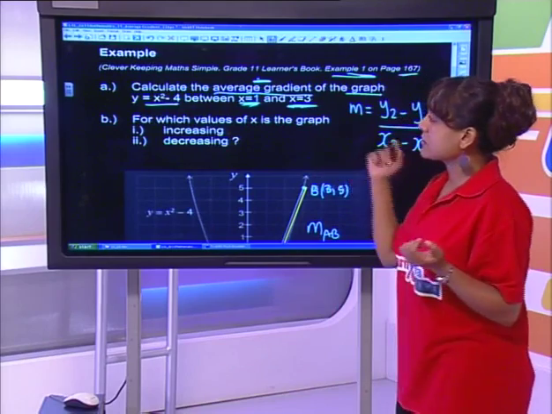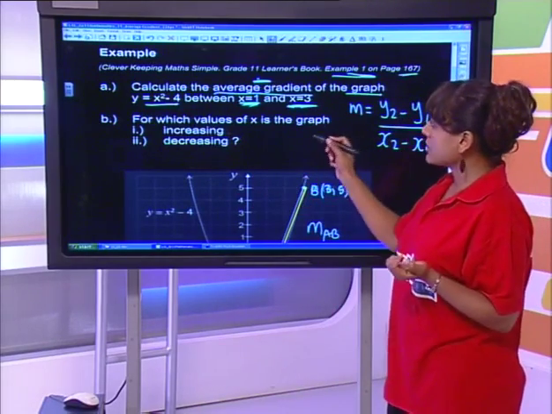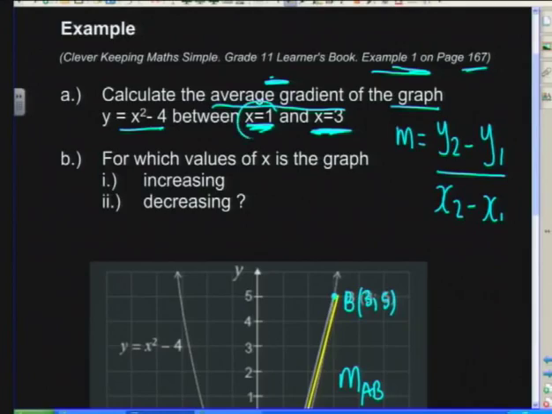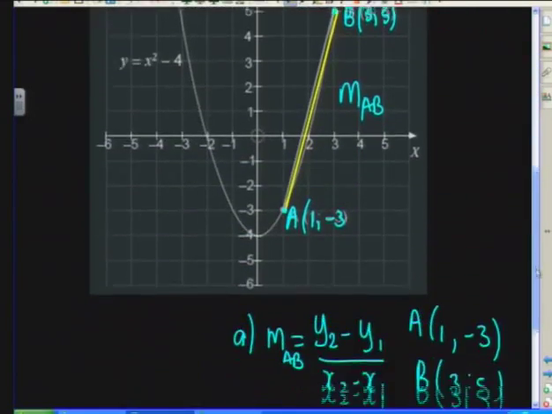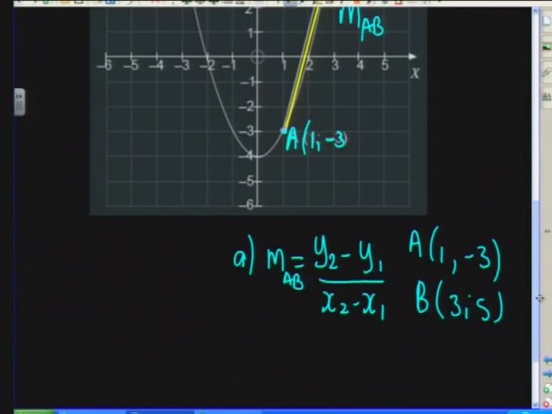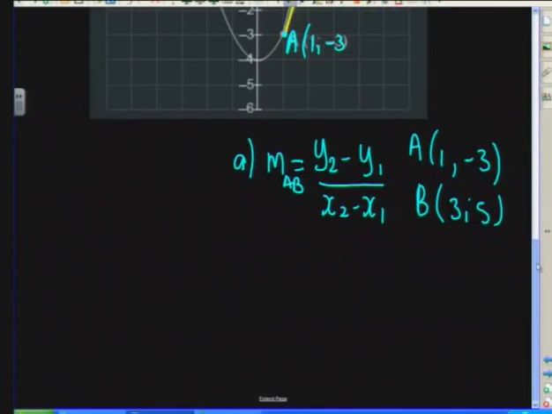So if you wanted the y values, all you need to do is substitute those x values into your defining equation and then work out the y values. Okay, so you would put 1 in place of x and you'll get minus 3 as the y coordinate, and if you put 3 in, you'll get 5 as the y coordinate at point B. So you can work that out if they don't give those coordinates to you.